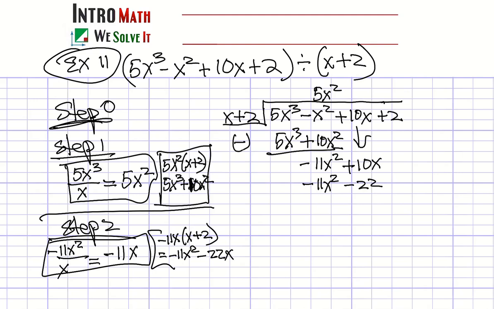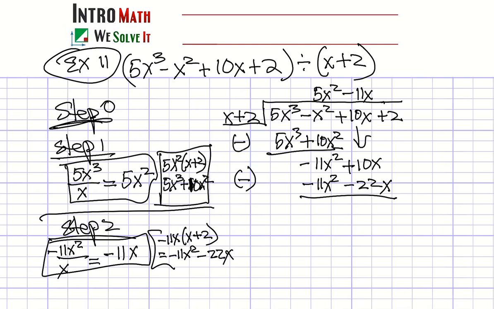I'm sorry, it's 22x. What the hell? x cannot be missing. Let me check it again. 11x, and I didn't put my negative 11x here. So you multiply that, that would be negative 11x squared, negative 22x. Okay. So you subtract this then.